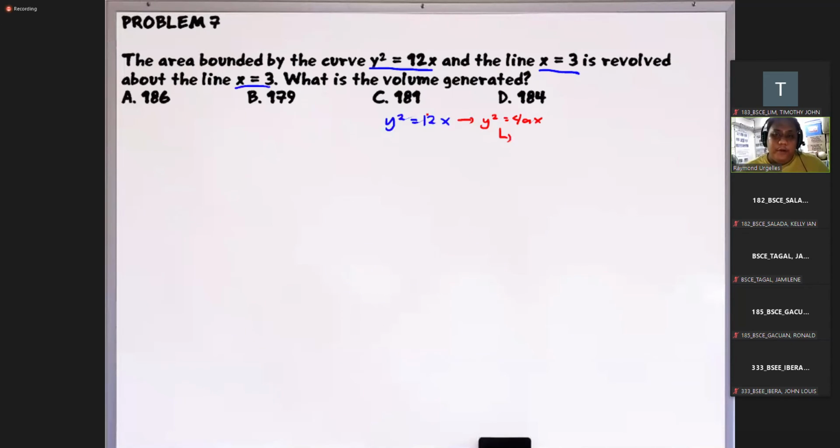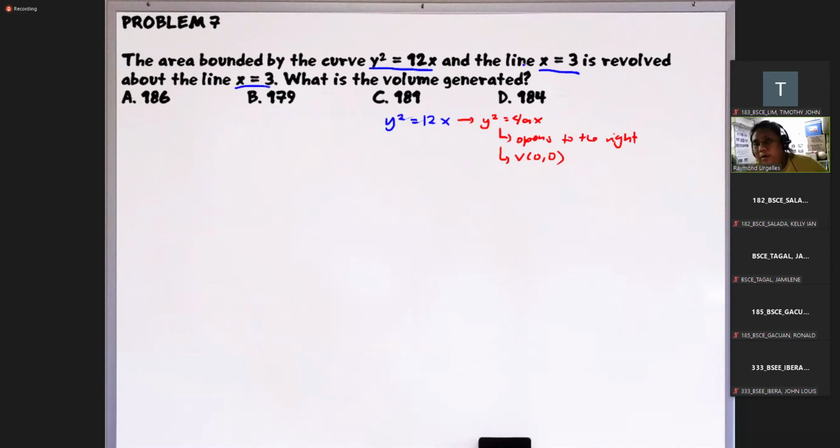Since y squared equals positive 12x, this opens to the right. With nothing subtracted from x and y, we know that the vertex is at the origin. The second step is to solve for the points of intersection.